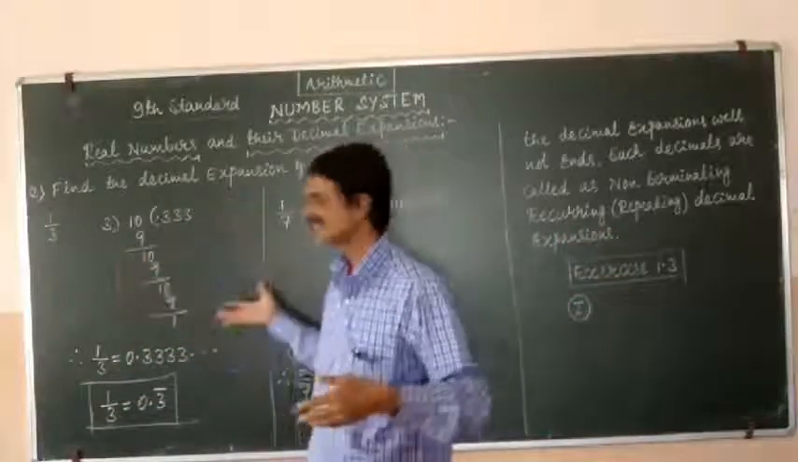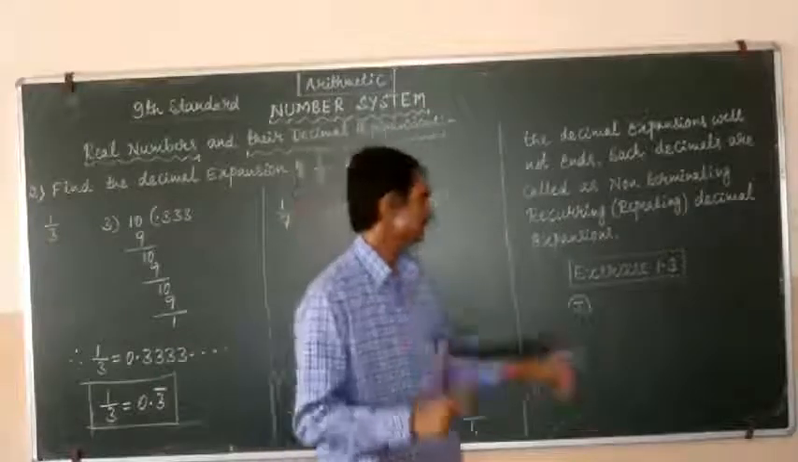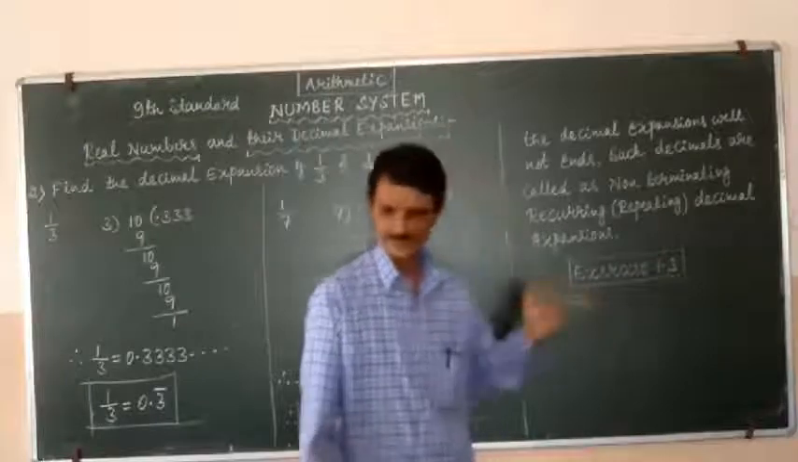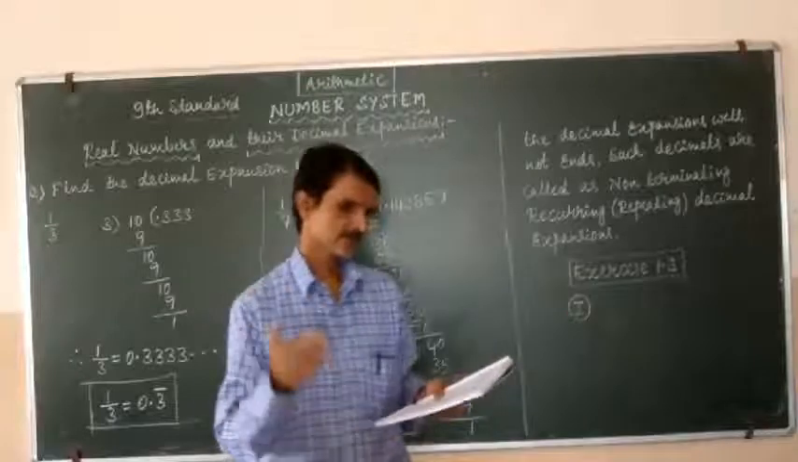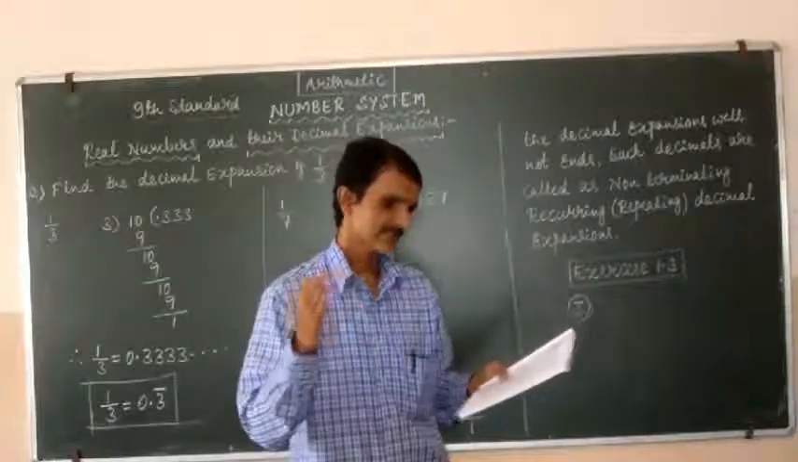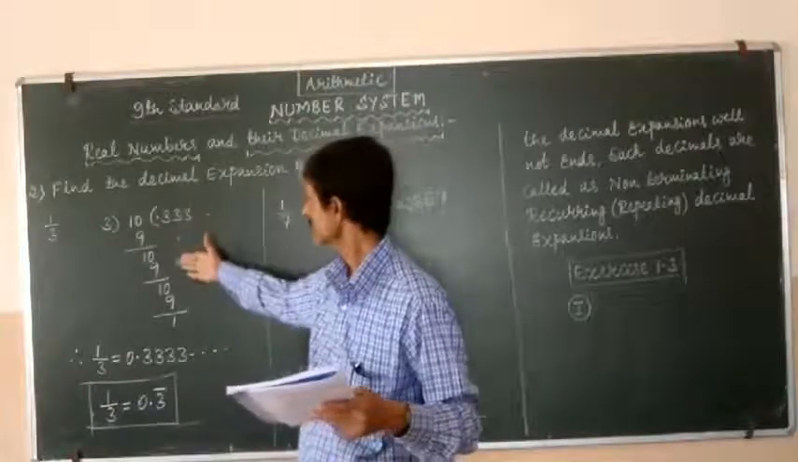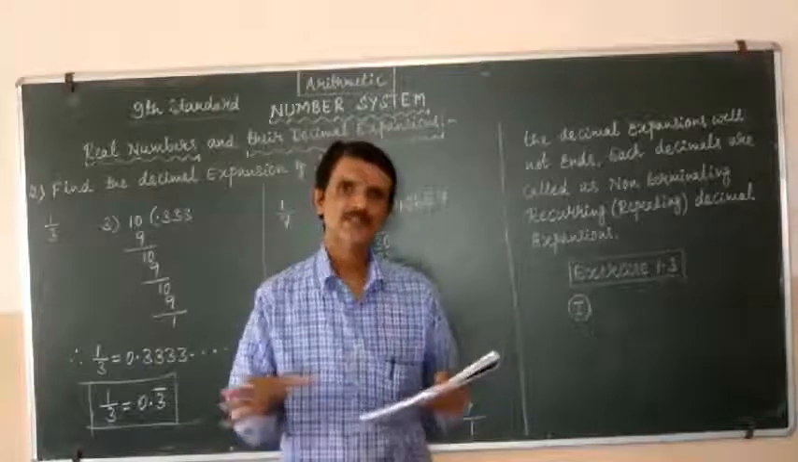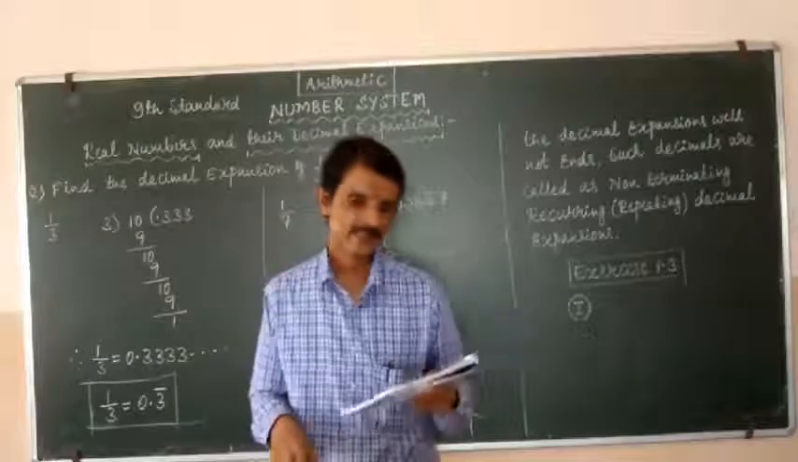So from these examples, you have to solve the exercise problems, exercise 1.3, first problem. There the problem is to write the following in decimal form. You have to first do what I have done on the blackboard. You have to first simplify that, so you have to convert that to the decimal form.